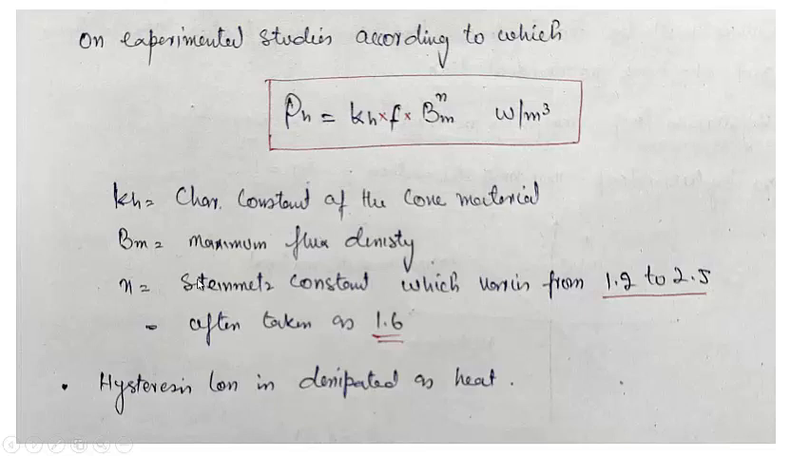And n is the Steinmetz constant, which varies from 1.2 to 2.5, and often its value is taken to be equal to 1.6. So this formula is often used like this: Kh F, the frequency of the supply, multiplied by Bm raised to power 1.6. Hysteresis losses are dissipated as heat, that's why it is known as loss, because we are not actually getting some important work from it.